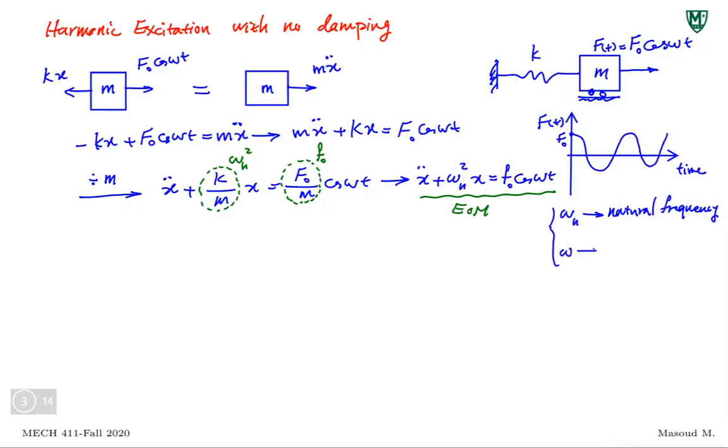Omega, on the other hand, is called the frequency of excitation. That's the frequency of the harmonic force applied to the system. So these two are two different things. Omega is related to the external force. If there is no external force, obviously that's zero. Depending on the time period, as I plotted here for the force versus time, the time period and frequency of that force dictate what that omega is.